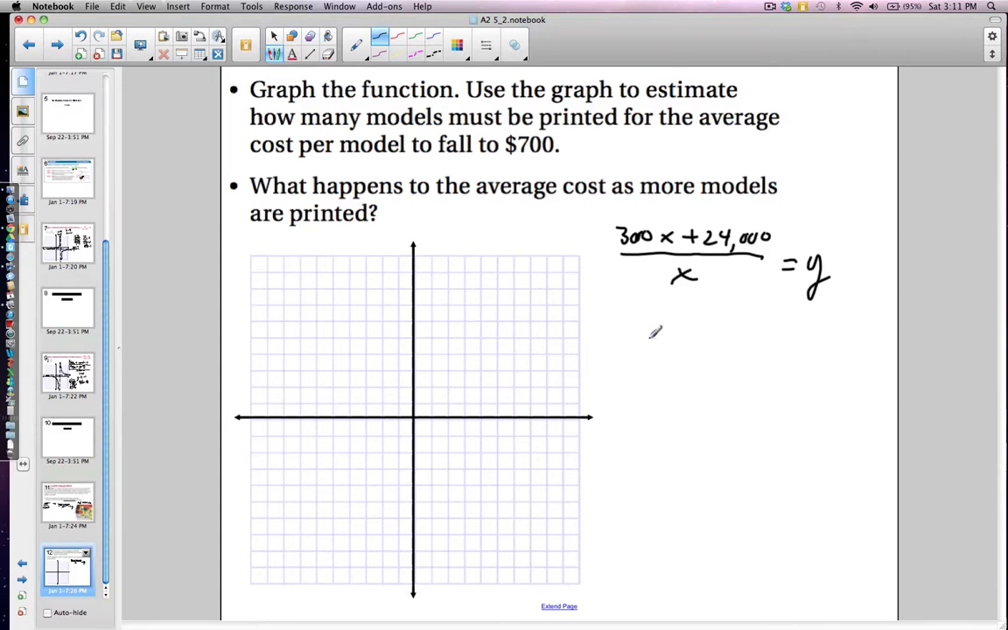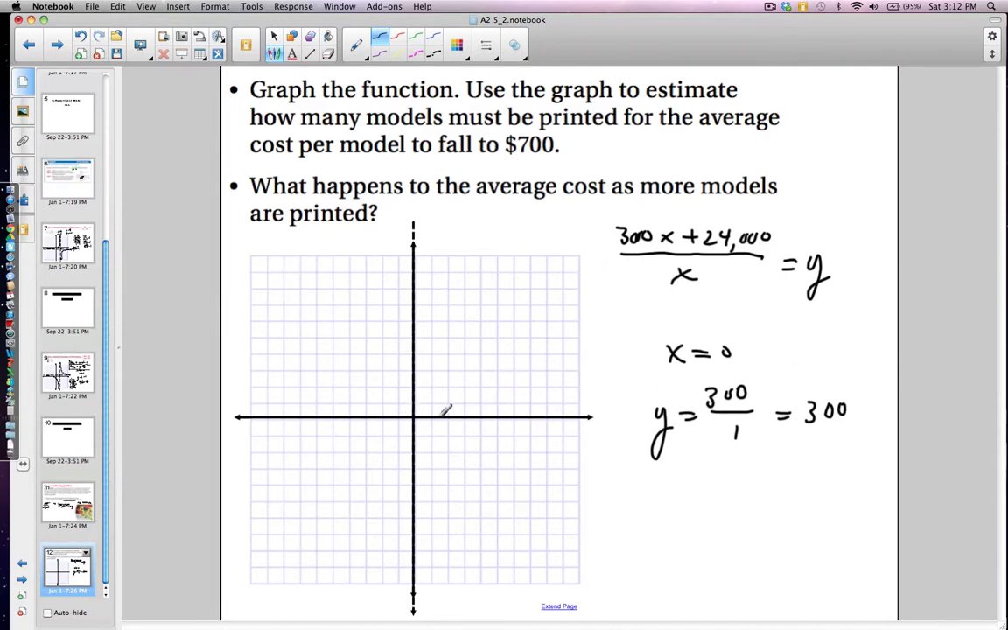So I know that my vertical asymptote can be found by setting the denominator equal to 0, x equals 0. Well, that's great. That's very easy to do. I don't have a lot of extra work to do. So x equal to 0 creates my asymptote. And then my horizontal asymptote will be y equal to the leading coefficient in the numerator divided by the leading coefficient in the denominator. That's 300.